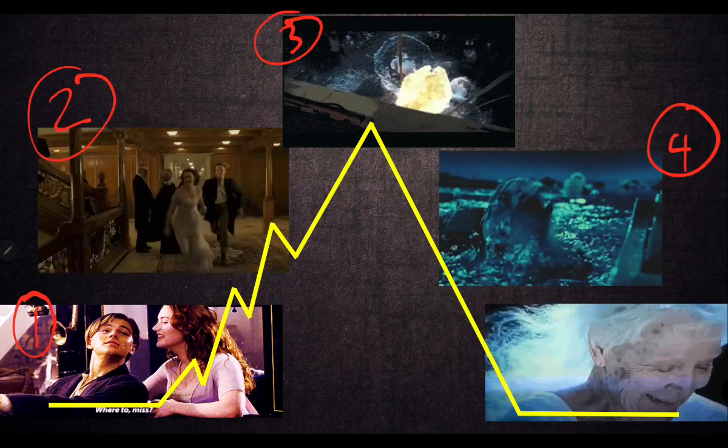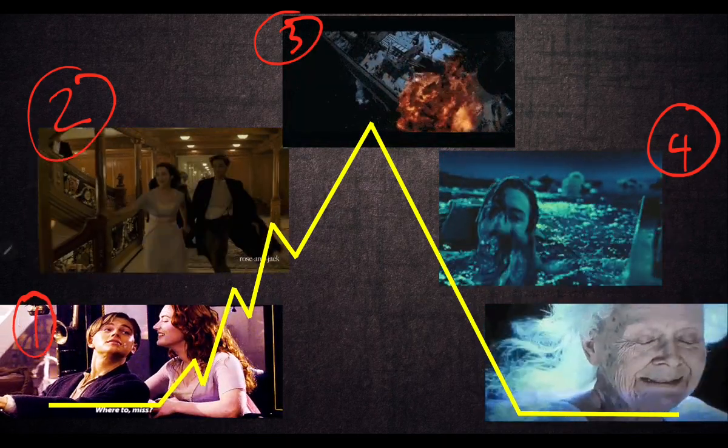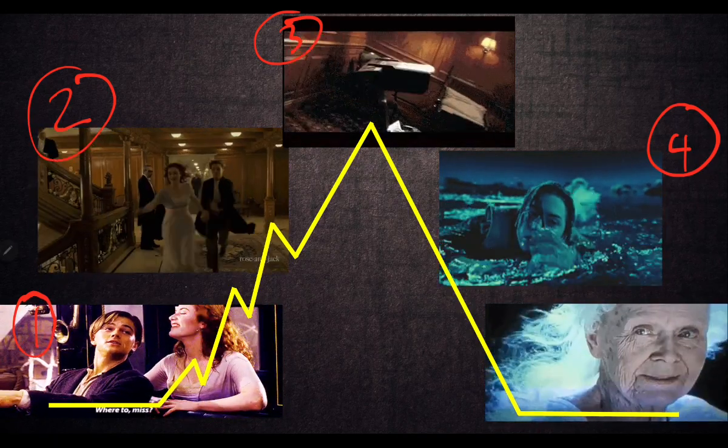Tadi dia jatuh cinta kan, and then semua orang tak setuju kan. Masalah tu selesai bila Jack mati. So Rose survived, Jack did not.